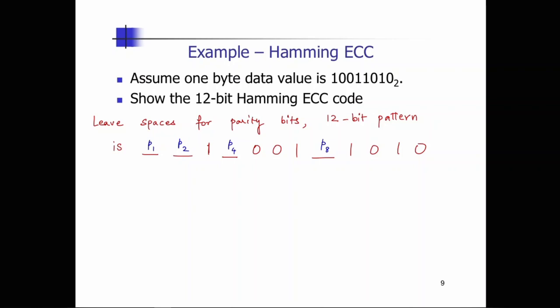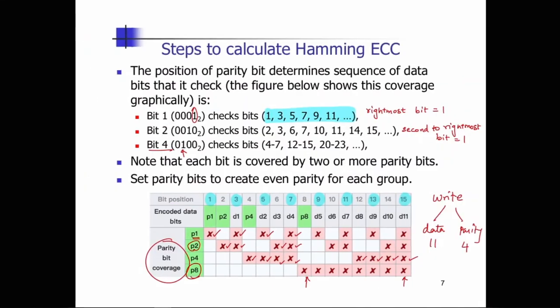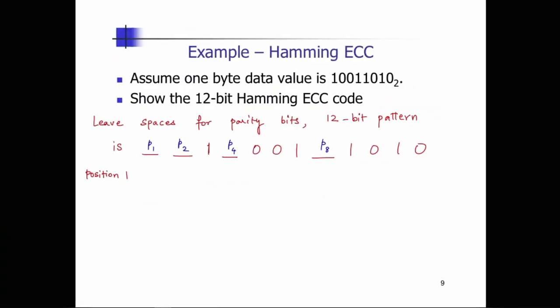So let's see how I can do that with P1. First, P1, position 1. What does it check? If I go back all the way, I know that position 1 checks 1, 3, 5, 7, 9, and 11, and so on. So I'm going to check those odd bits. Coming back here, position 1 checks bits 1, 3, 5, 7, 9, 11, and so on.